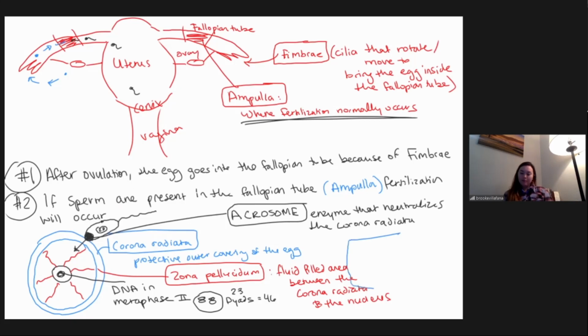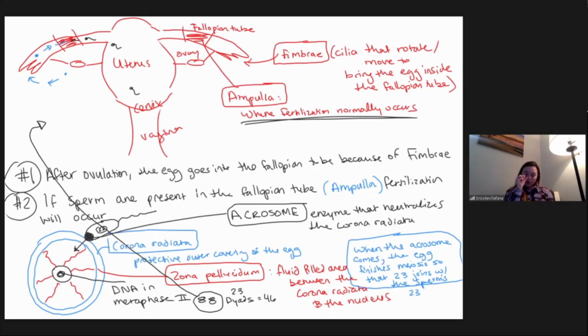So when the acrosome comes, right, to neutralize the corona radiata, the egg finishes meiosis so that 23 joins with the sperm's 23, okay? So what does that look like? Essentially, like I said, you get that sperm, it comes in, it neutralizes the corona radiata, and then the egg is going to finish out its meiosis.